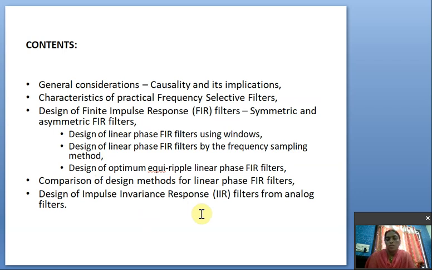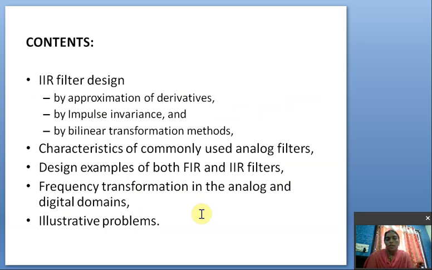Next, design of IIR filters from analog filters. Now, IIR filter design by approximation of derivatives, by impulse invariance and by bilinear transformation methods. Characteristics of commonly used analog filters, design examples of both FIR and IIR filters, frequency transformation in the analog and digital domains, and some problems.